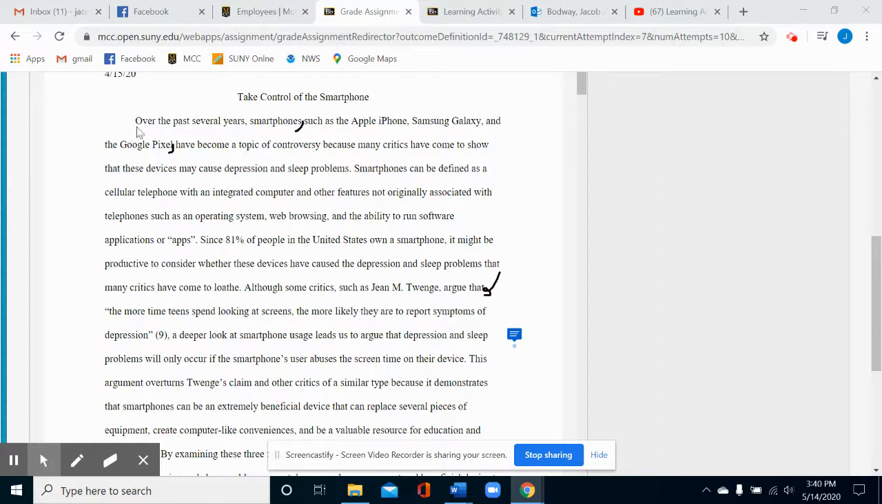So the student begins right away by providing some background information. Smartphones have become a topic of controversy because, notice how the student provides reasons, why it's a controversy. That's what I'm looking for. Smartphones can be defined, all right? So we then move into a definition. So a little background, and now we're moving into a definition. That's very helpful for the reader, okay? A little bit of background information here, okay?